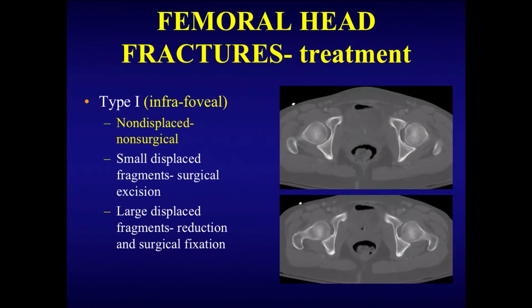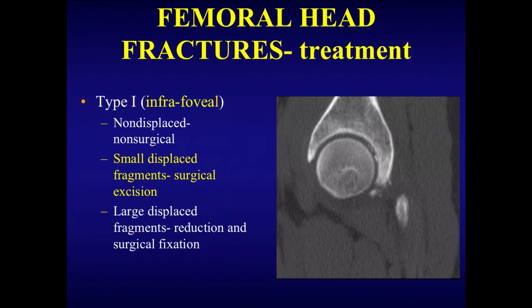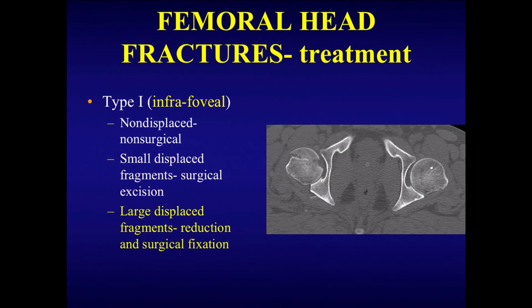And quickly, type 1, those are infrafoveal. You can treat them non-surgically. There it is, unless there's a small displaced fragment. See those little joint mice in there? You say, well, I wouldn't treat this surgically, but there's other little fragments, and you've got to do an arthrotomy, get those out of there. And only for the infrafoveals, if it's a large displaced fragment, you have to treat it surgically. Most you can treat non-surgically.